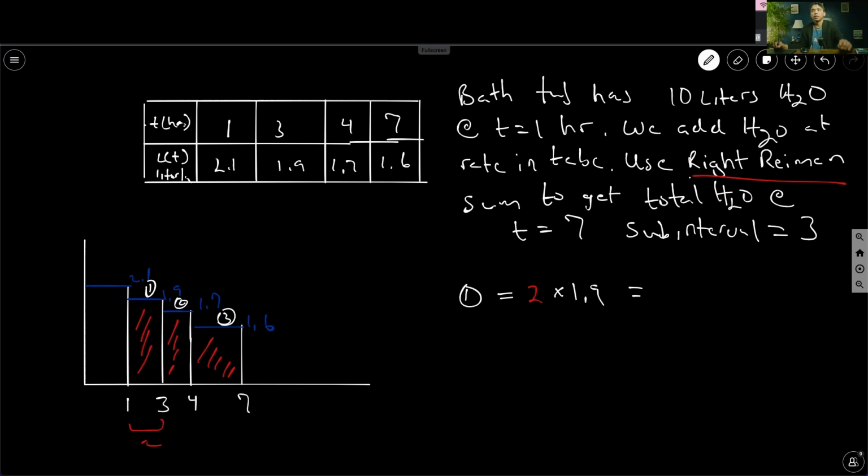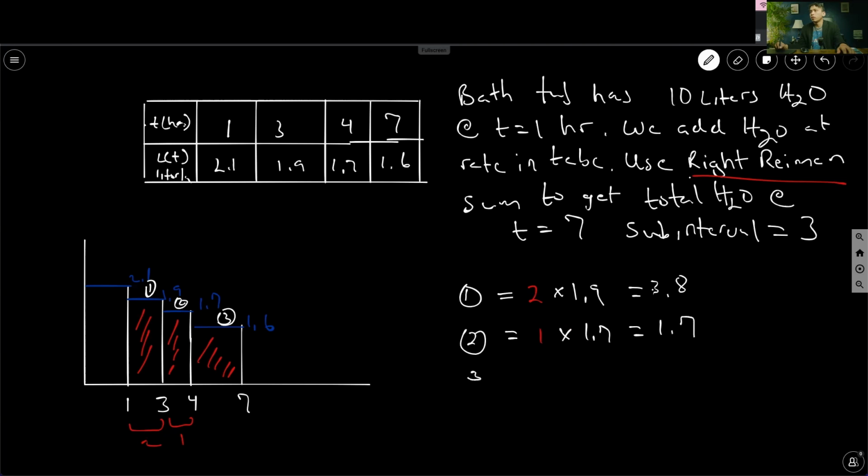Okay, and then we multiply it out in a calculator. 2 times 1.9, that's 3.8. And then for rectangle 2, we see that it has a width of just 1 from 3 to 4. So from here to here is just 1. So it's 1 times the height, which in this case is 1.7. So now we have 1.7 here.